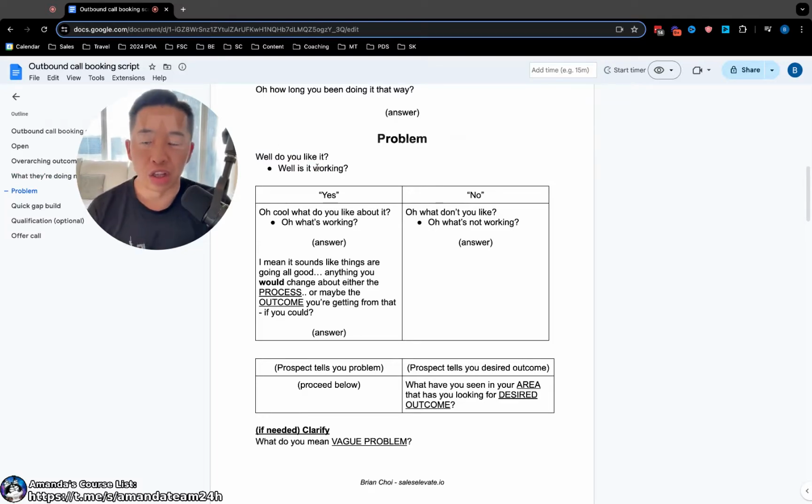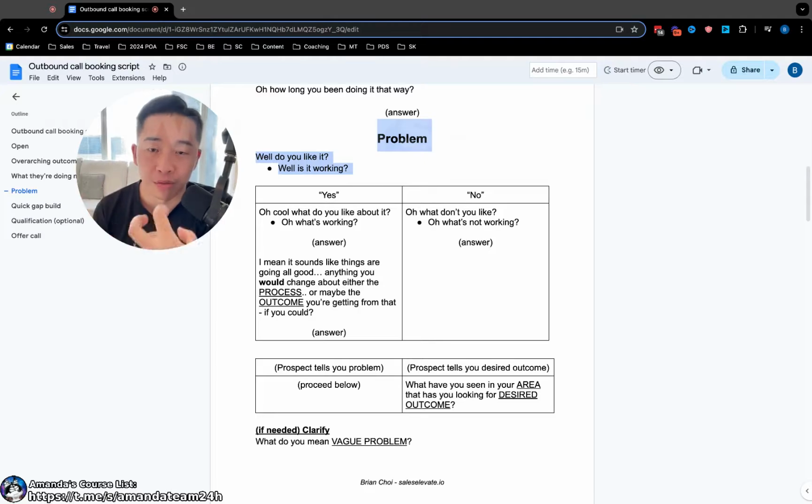Okay. And again, it doesn't have to be these exact questions, but these are questions you can ask to find the problem. And what we're trying to do from this section is find a tangible problem. Okay. How long the problem's been going on, what's causing the problem, and what's the implication of the problem, aka how is the problem affecting them.